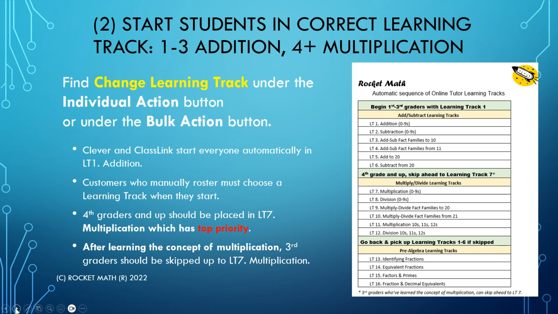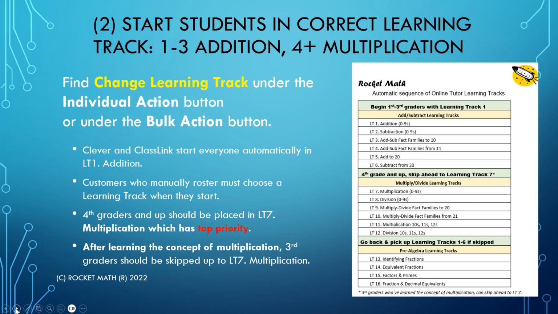Number 2 is to start your students in the correct learning track. 1st through 3rd grade should start in addition and move through subtraction, fact families, and the optional add to 20 and subtract from 20. Clever and ClassLink puts everyone into addition, but you'll want to change 4th graders and up into Learning Track 7, multiplication, because it has top priority. It can't be counted on fingers.